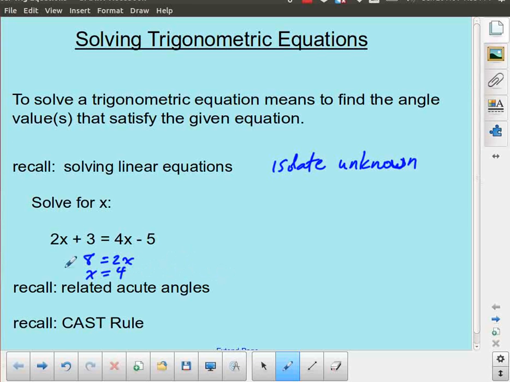The other thing I want you to remember or keep in mind is related acute angles, and this is whenever we are solving. So whenever we are solving a trig equation, we're going to make use of these two ideas a great deal: related acute angles and the CAST rule. And there are other ways to do this, but this two-step approach is going to be the most consistent, most reliable way for you to do that.